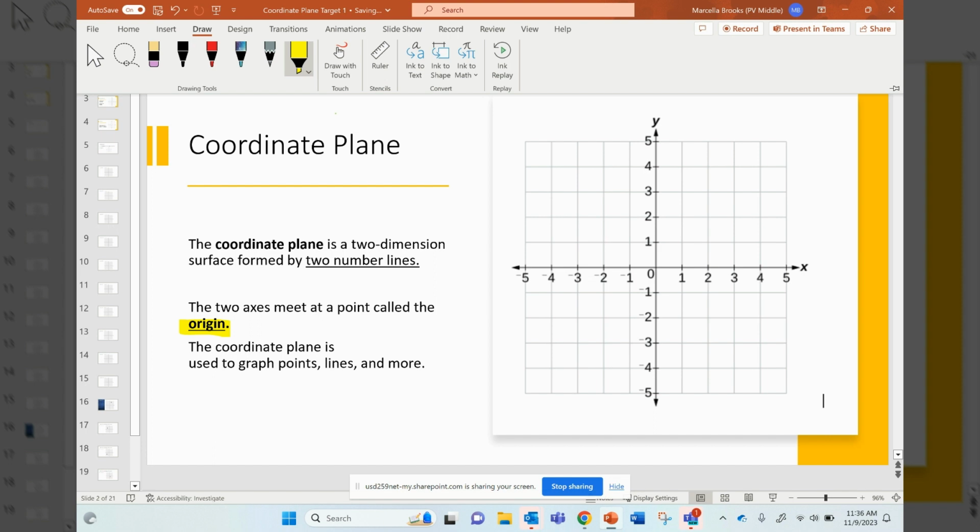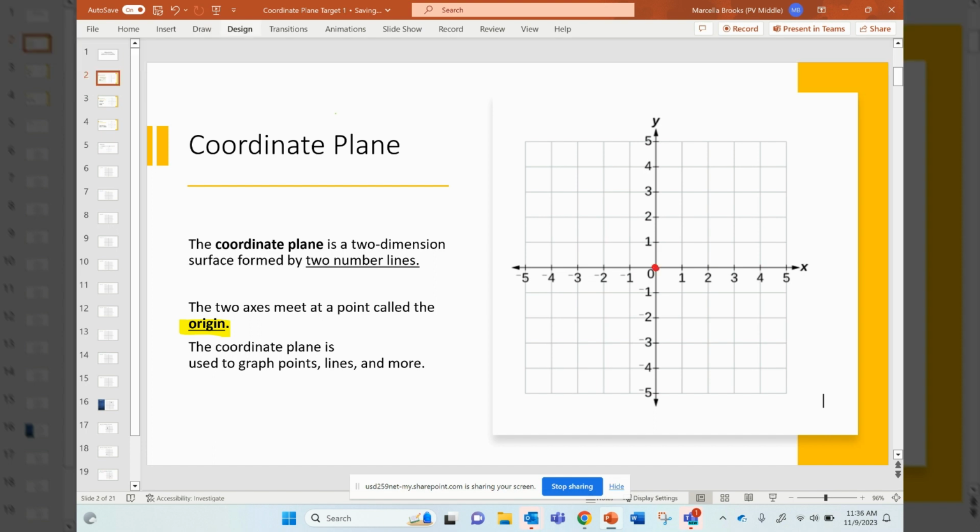So the origin is where the graph starts. It is right smack dab in the middle. That's why it's called the origin. Think origin story. It's the beginning. And the point is (0, 0). That's the origin.